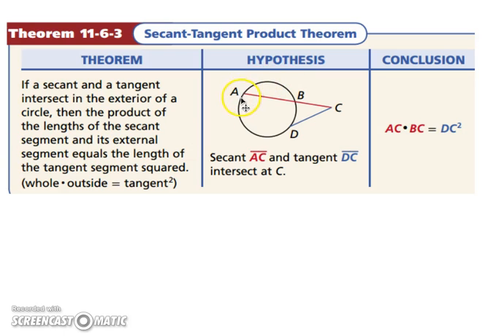So similar to our last one where we had our whole times the little piece that was outside, that's going to be for our secant. Now our tangent is just outside, so that one is going to just be squared. So in this case we have our total AC times our outside, which is BC, equals DC squared. Let's try an example.